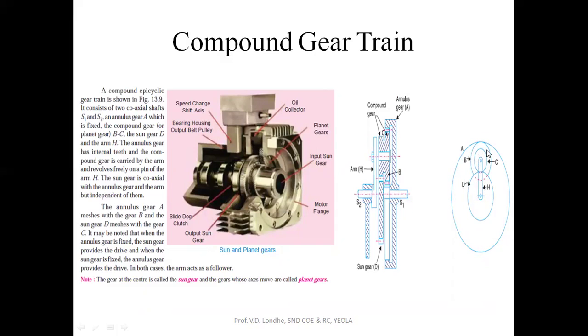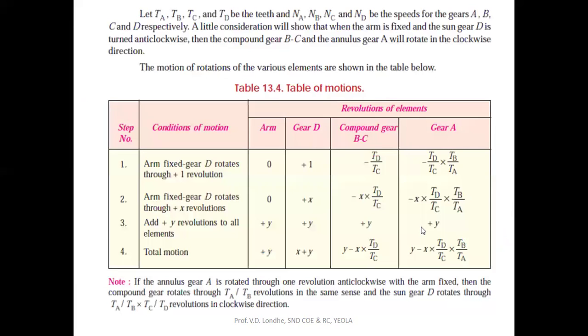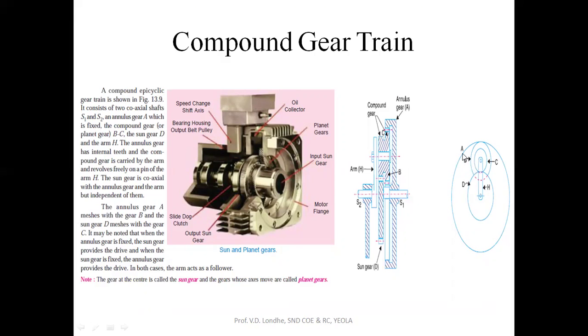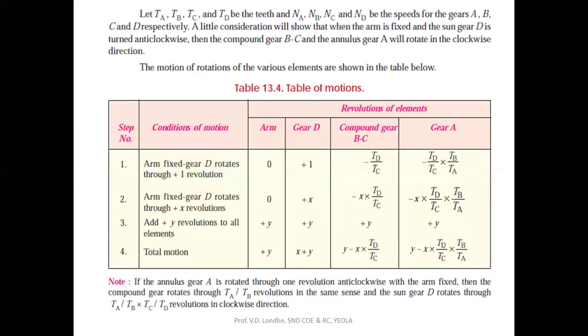In order to find the speed of C, NC by ND will be equal to minus TD by TC. And for finding the speed ratio of gear A, that is NA by NB into NB by NC into NC by ND. So from that you will get this ratio, that is minus TD by TC into TB by TA. This means it will have negative sense of rotation.